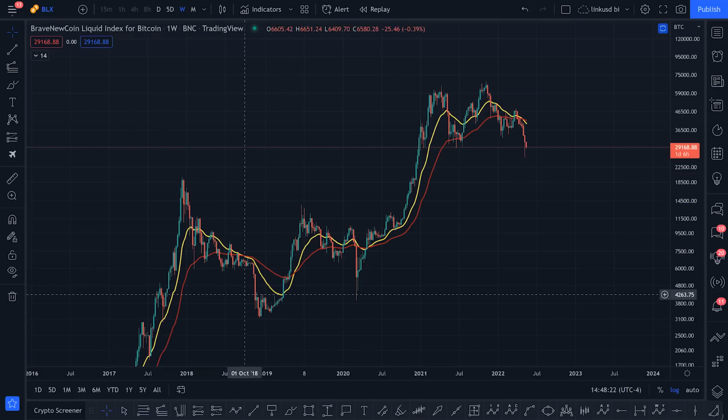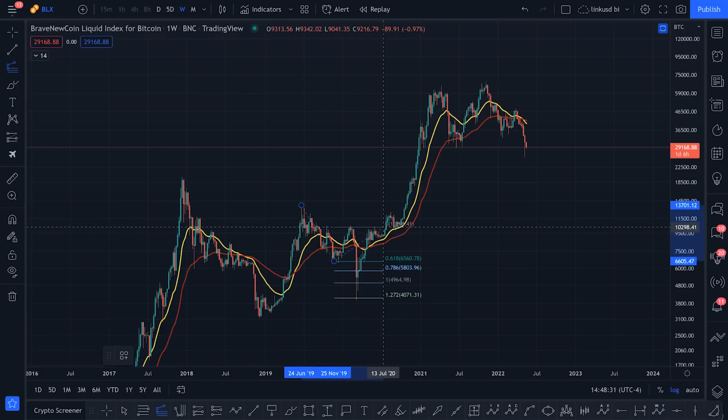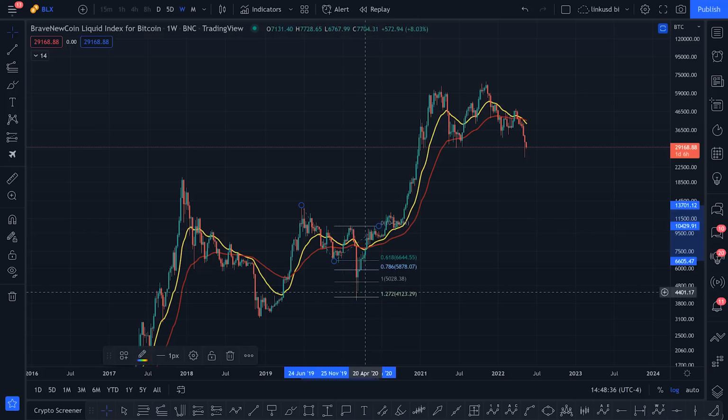So let's take a look at another correction, which was this correction that we went through. You can see that this was an ABC correction as well. This is your high, this is your A leg down, this is your B leg high. This particular correction was relatively deep because of the Corona dump. It did find support on the 1 fib, but initially it hit the 1.272, so that would have been a great area to put some bids in, that true capitulation of the Corona dump.